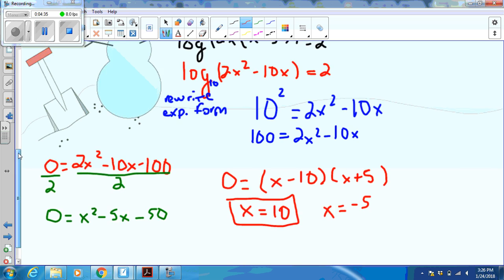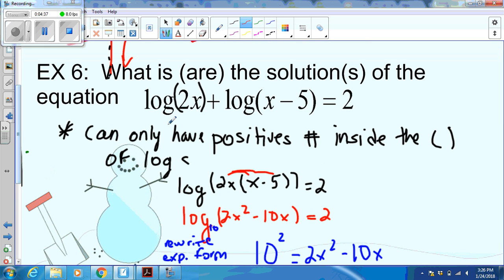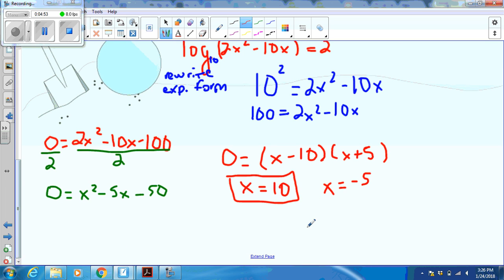Okay, let's try x equals negative 5. So we plug negative 5 in for x here. We have 2 times negative 5. But notice that gives us negative 10. It is not a positive value. Remember, we can only have positive numbers inside the parentheses of our log. That means here that x equals negative 5 is an extraneous solution, so it does not work.